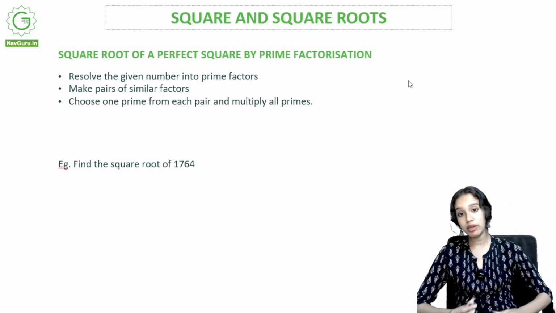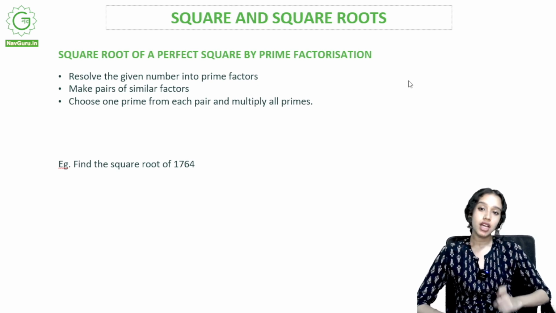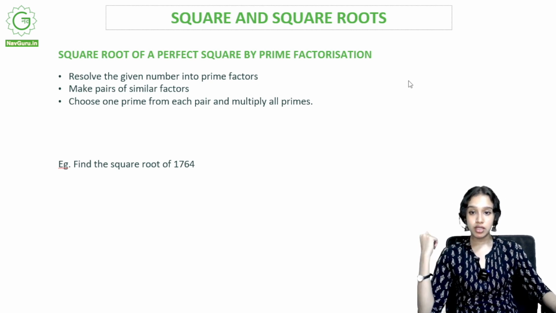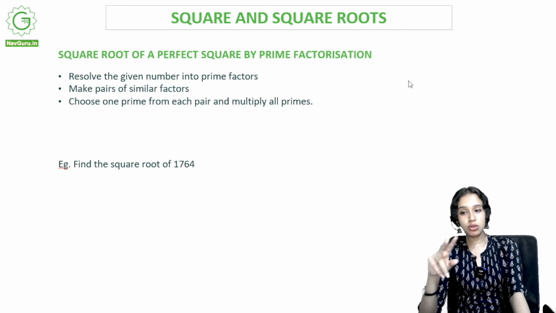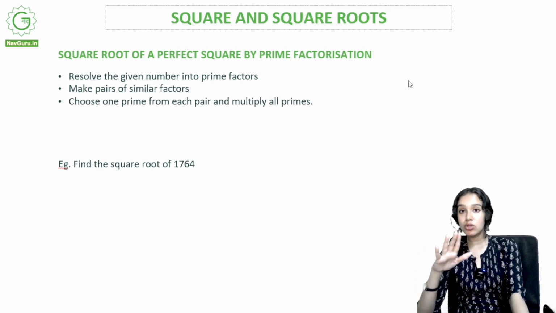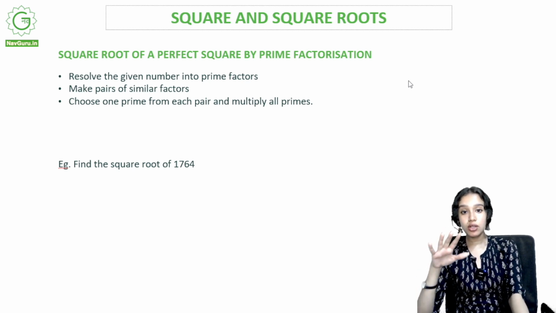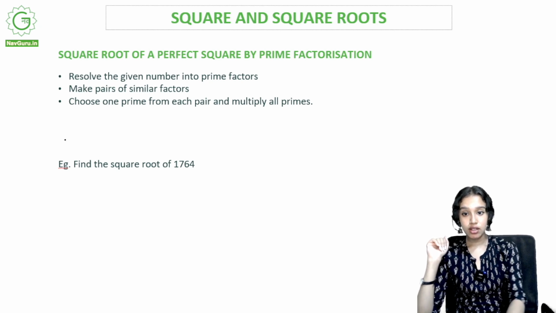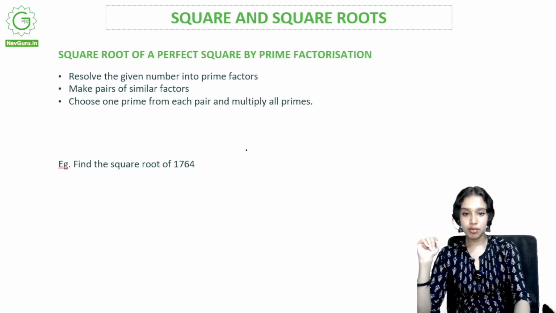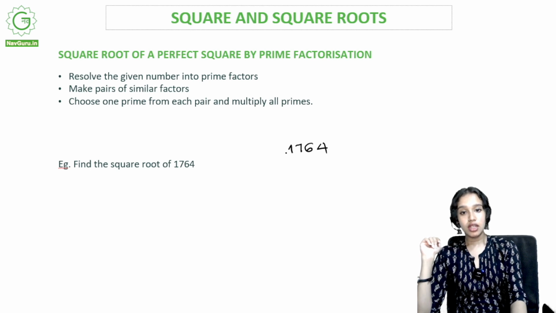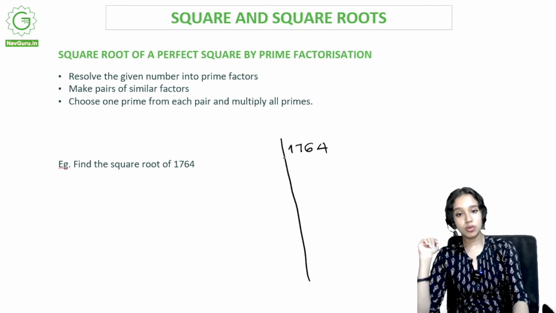Now, how do we find the square roots of numbers? We have two different methods here. We could do it either by prime factorization or we could do it by long division. So, if we are doing it by prime factorization, find the square root of 1764. We could do it with an example. We have 1764. Now, let's resolve it into prime factors.